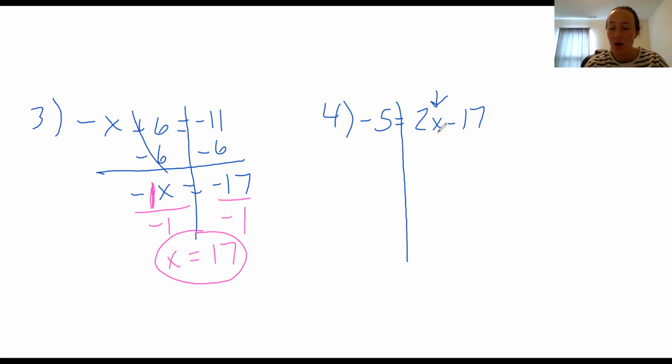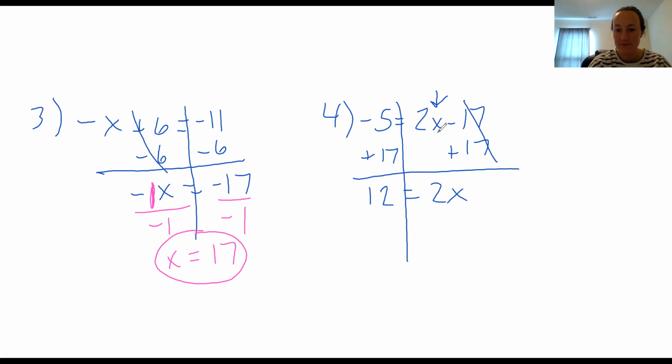So what number is on the side with the x but not attached to it? That negative 17. So since it's minus 17, we're going to add 17 to both sides. Negative 5 plus 17 is 12. This cancels out, and I still have 2x. I'm not done yet. Remember, our whole point is we're trying to get x completely by itself here. So since they're being multiplied, let's go ahead and divide here. And 6 is equal to x.